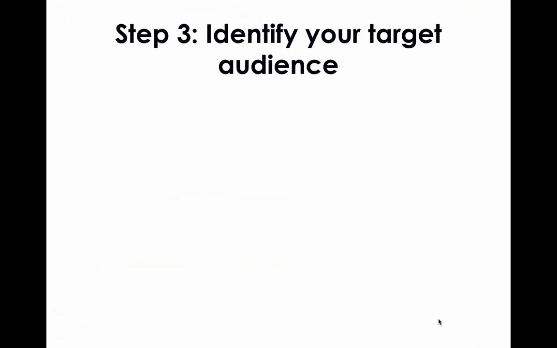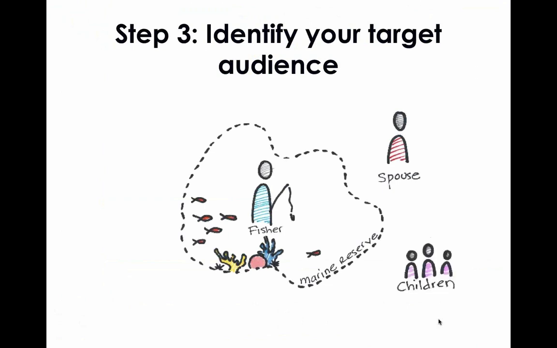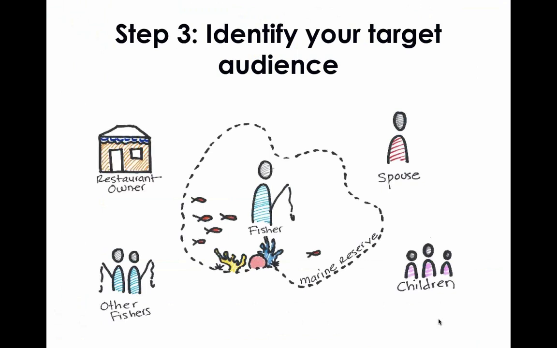So say, for example, you're trying to increase compliance of fishing rules within a marine reserve. The person you need to reach is likely a fisherman, fisherwoman. This is the person who decides that they're going to comply with a rule or not. But you may not want to reach out to them directly, and instead you may decide to reach them through an influential audience such as their spouse or partner, their children, other fishers, or perhaps a restaurant owner. These are all potential influential audiences.